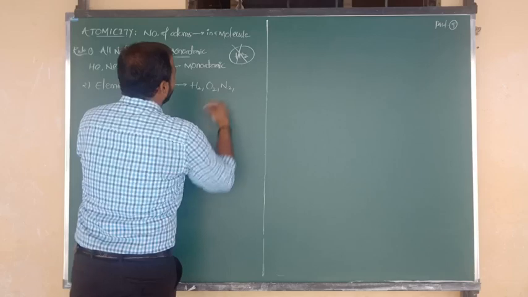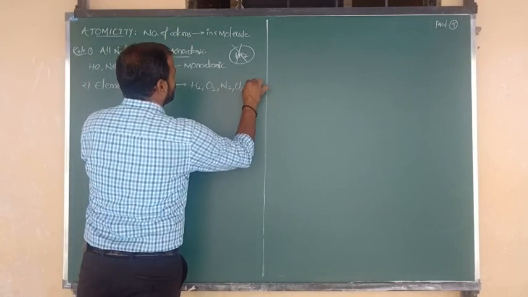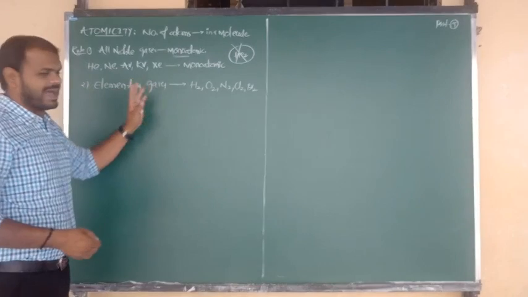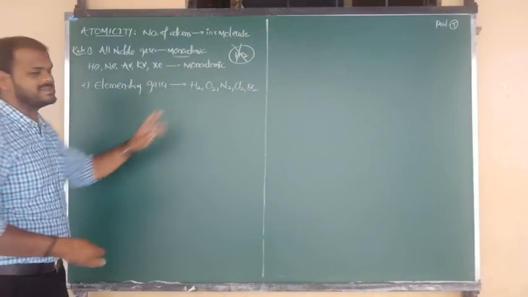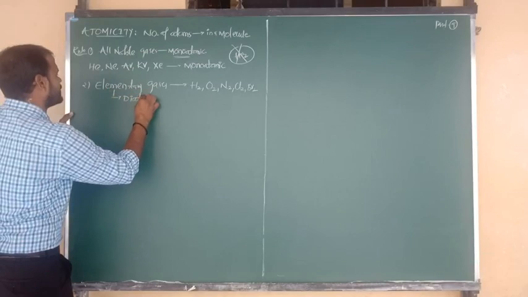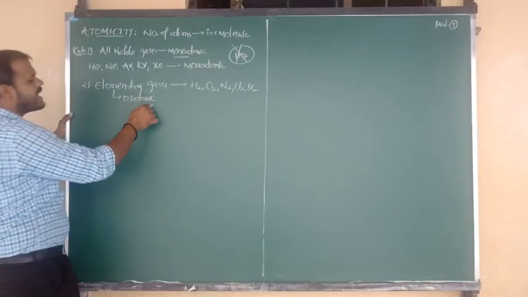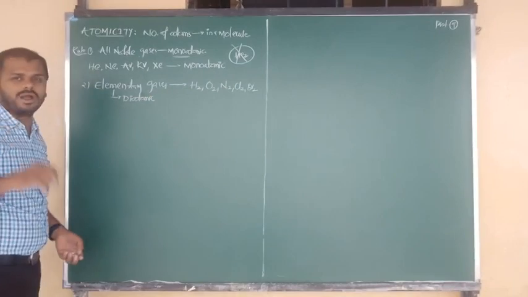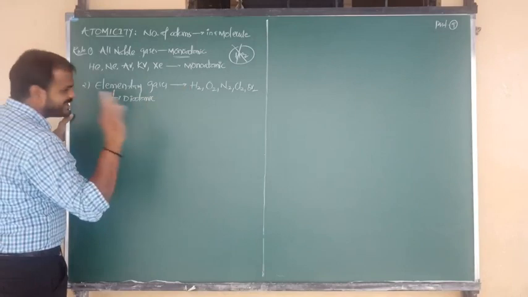Like that, H2, N2, O2, and also Cl2 and Br2, all these are elementary gases, the gases which are in uncombined and free form. All the elementary gases are always diatomic in nature. So noble gases are monoatomic in nature, and elementary gases are diatomic. For hydrogen, H2 means it contains two atoms. So all elementary gases are diatomic, which means atomicity is 2.